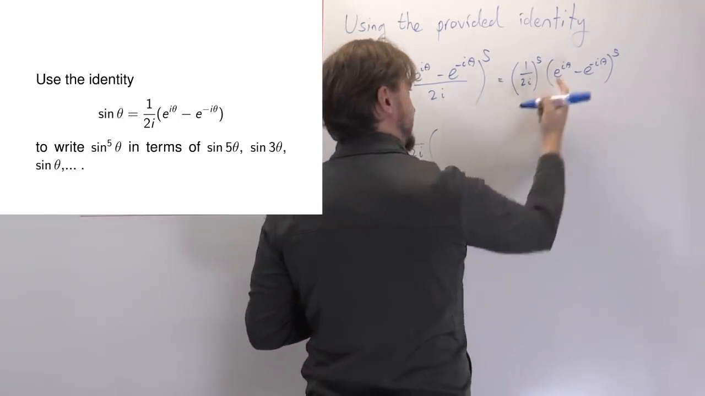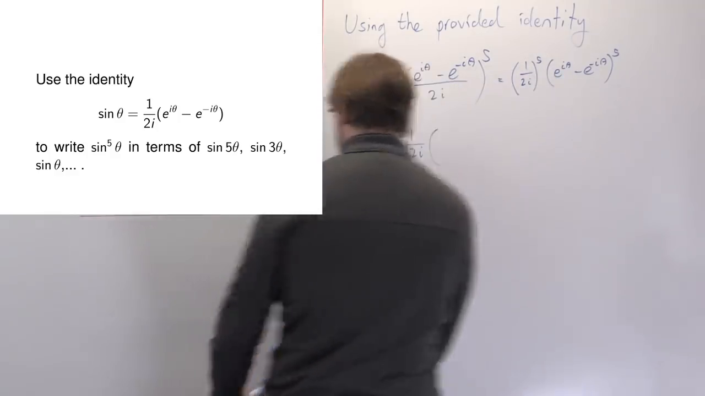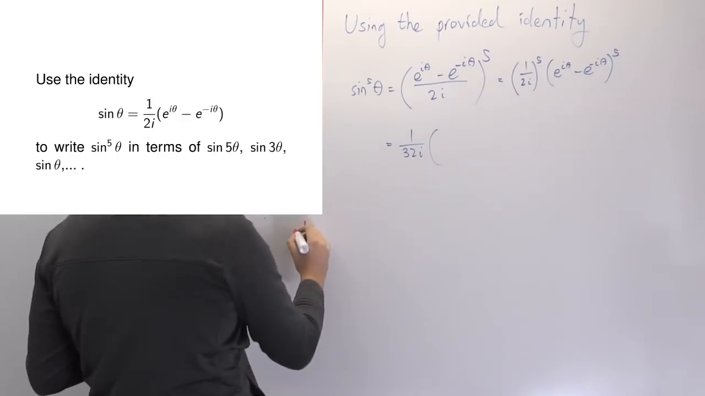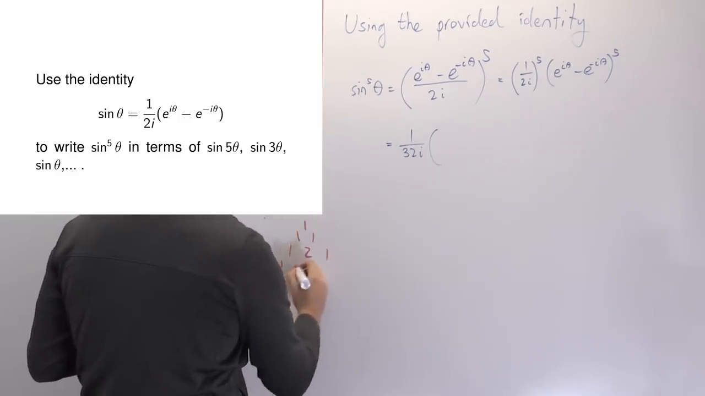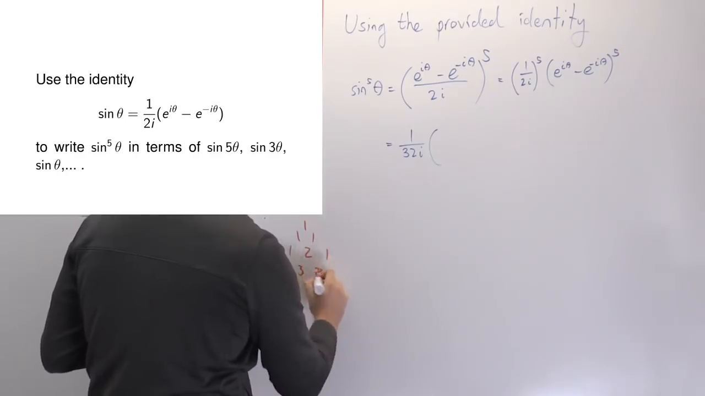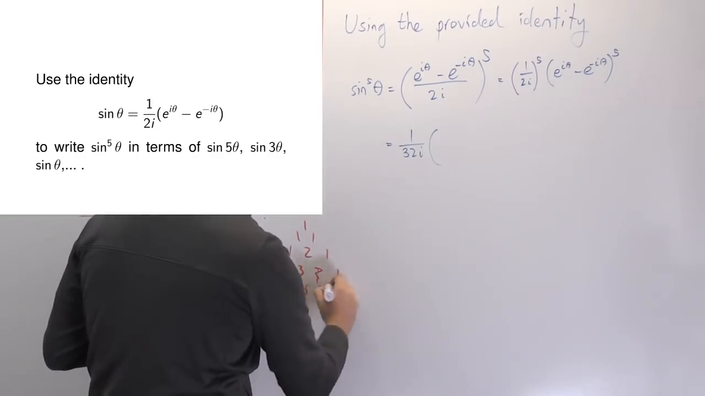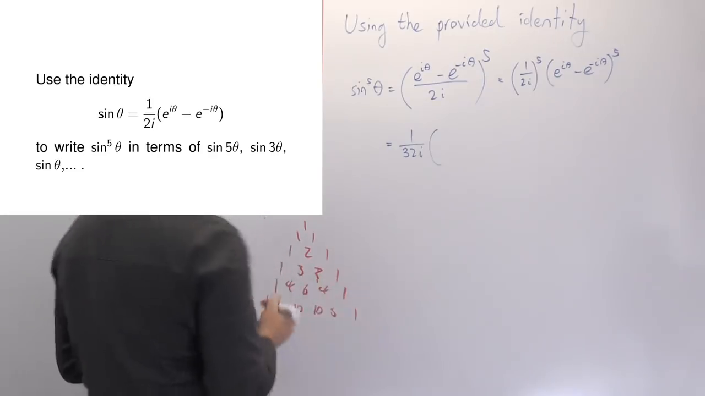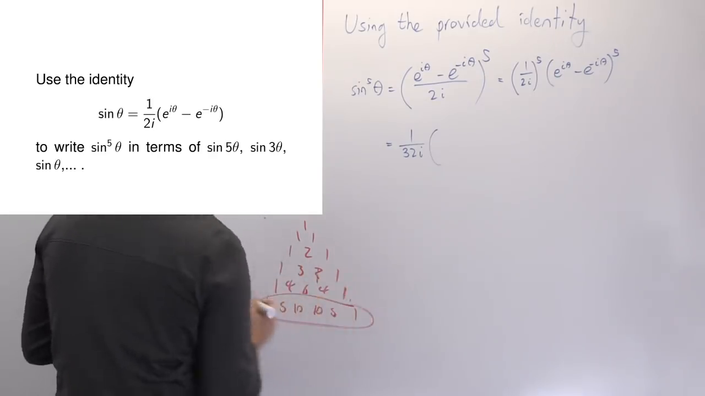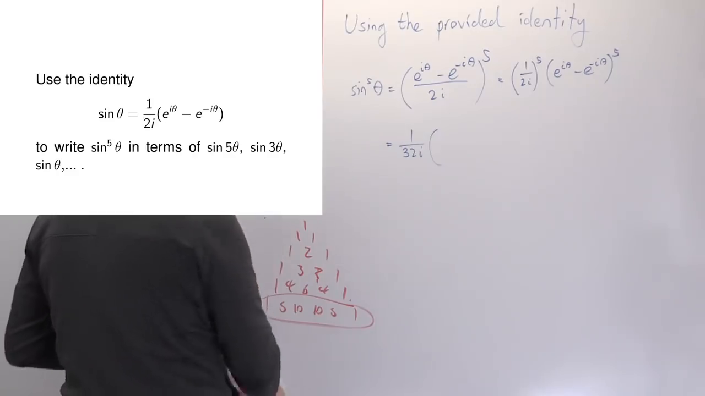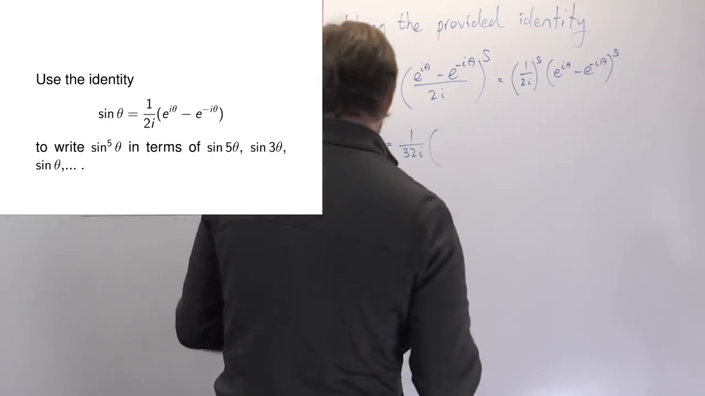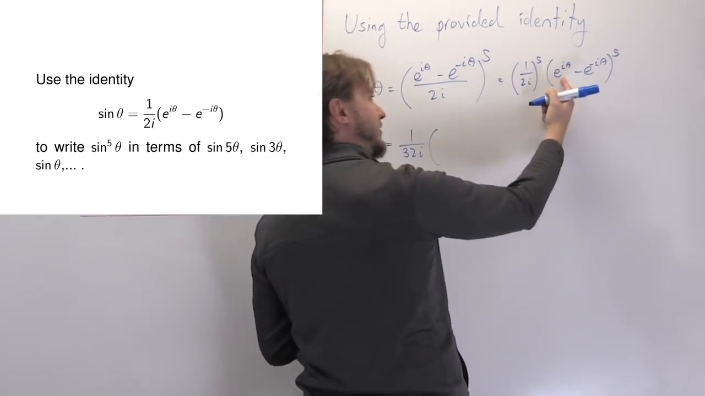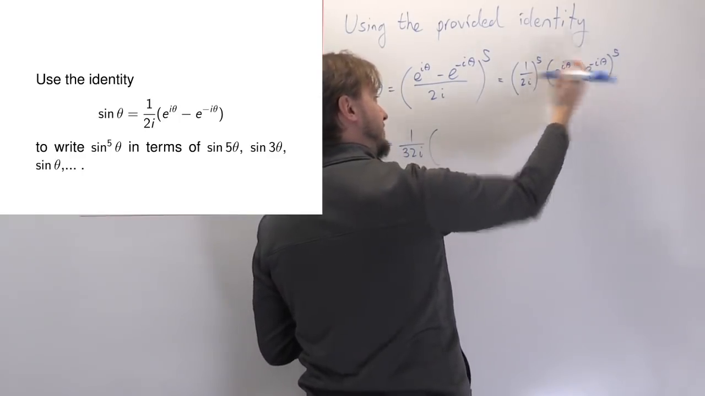So this is going to give us, and maybe I've forgotten the numbers, I need Pascal's triangle just very quickly to help me out. Right, so this is the row I need: 1, 5, 10, 10, 5, 1. Alright, so I'm going to get the fifth power of this. Now, the fifth power of this is just going to be e to the i 5 theta.